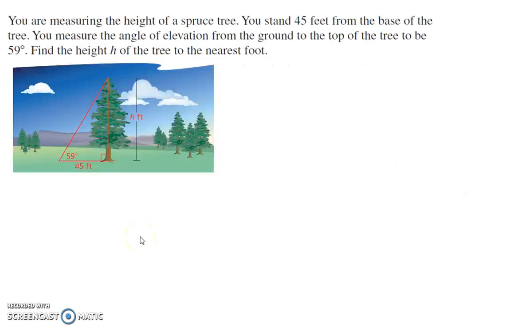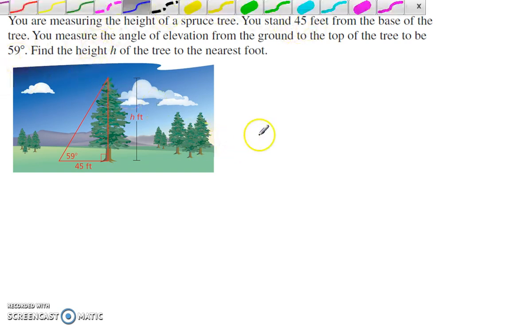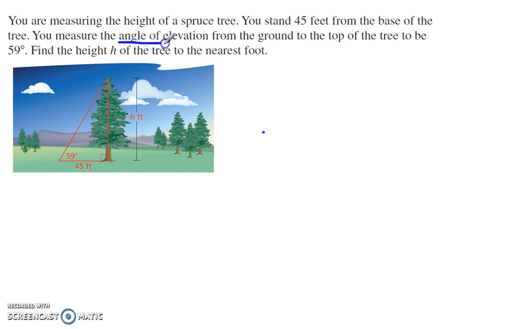Okay, you're measuring the height of a spruce tree. You stand 45 feet from the base of the tree, and you measure the angle of elevation. Here's a term for you to know. Angle of elevation is from where you are. Here's the line of sight. The angle of elevation is how high this goes. That's the angle of elevation, from the ground to the top of the tree, to be 59 degrees. Find the height h of the tree to the nearest foot.